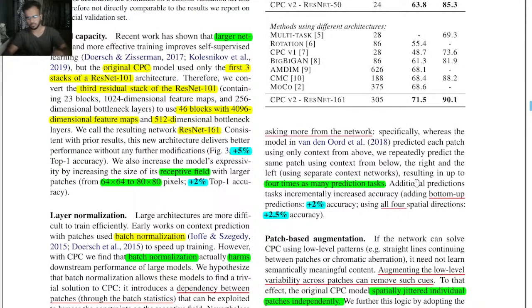So we are using a larger network, and it could overfit. The best way of not making it overfit is to get more information from it, so that it uses up all the parameters that it has. In V1, only top patches were used to predict what the bottom patches would be, but they added every single thing. We repeatedly predict the same patch using context from below, the right, and the left using separate context networks.